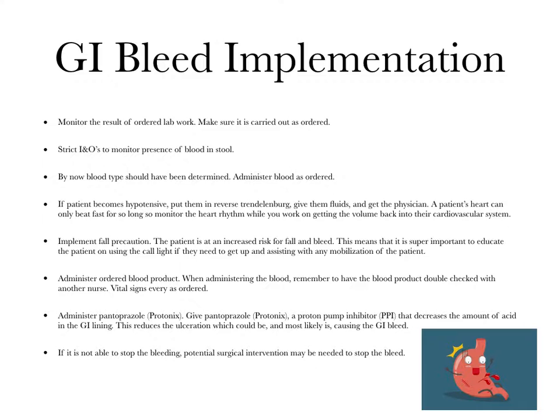If it is not able to stop the bleeding, potentially surgical intervention will occur. It is noted that surgical interventions, or interventions other than medication and time, often occur during some of the tests. So if a patient is receiving an angiogram of their GI tract and they find a bleed, they are often able to give certain medications or interventions there on the spot.